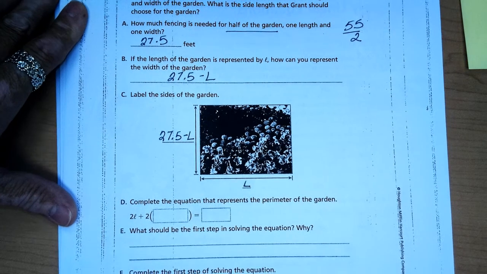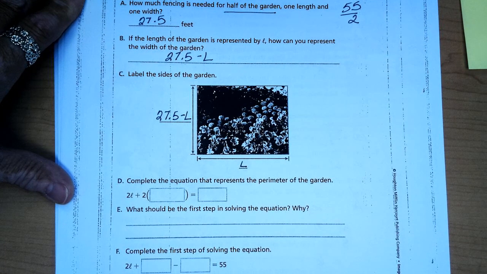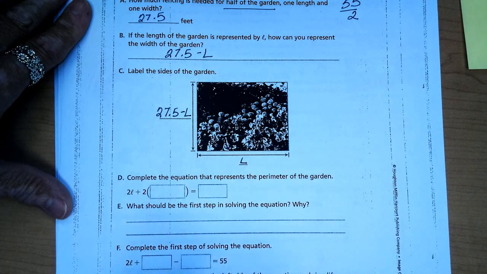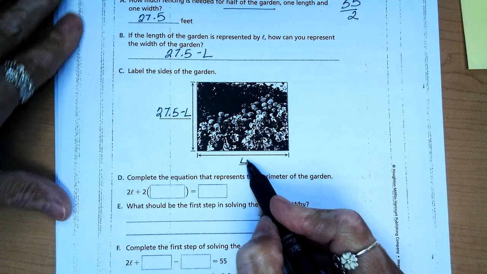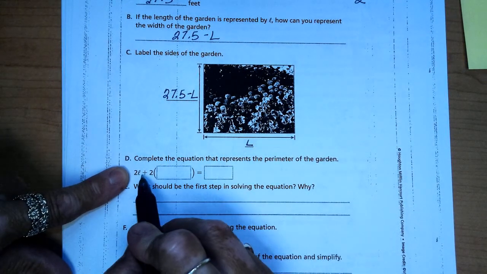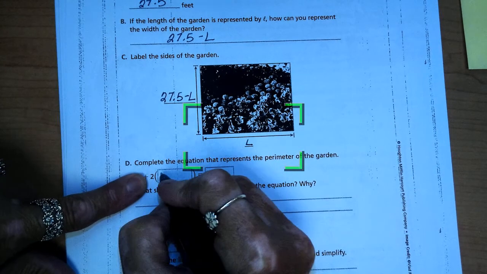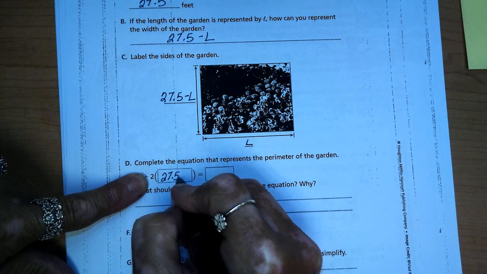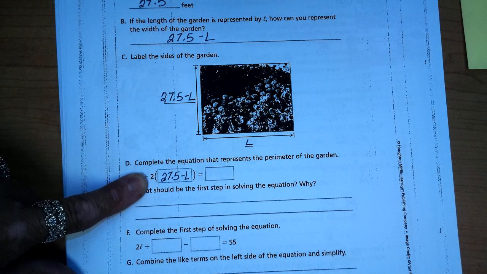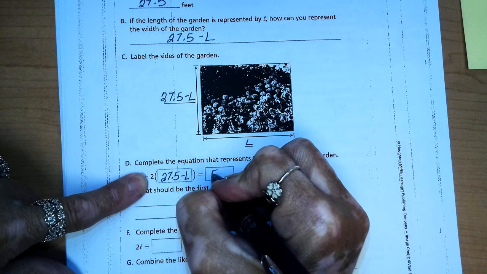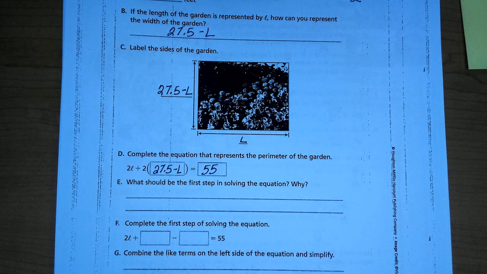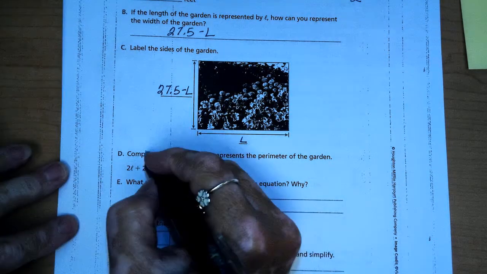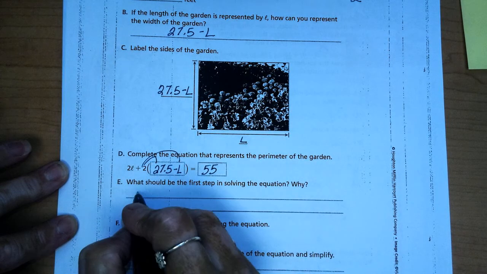All right, so now we're going to include the entire garden. But remember, since it's perimeter, we have 2 of each thing. So 2 times L plus 2 times 27.5 minus L, and that equals 55. All right, so it says, what is the first step in solving the equation? Well, the first step is to distribute the 2.